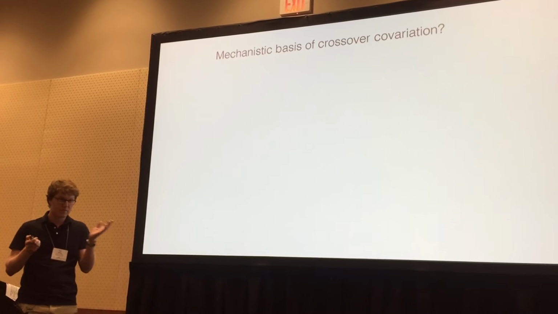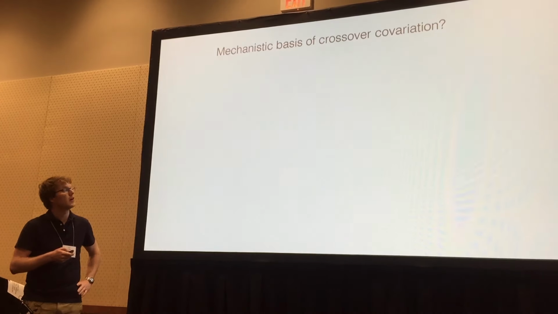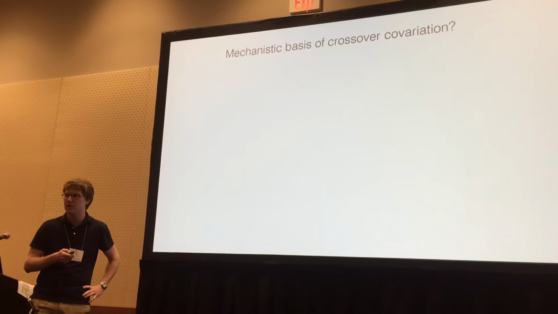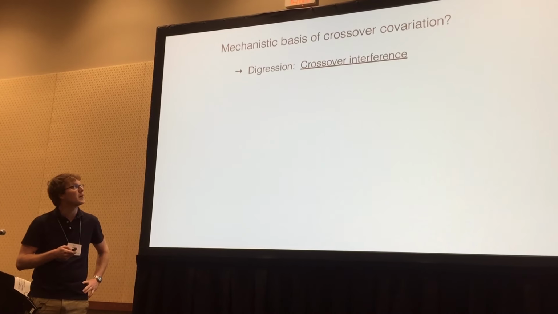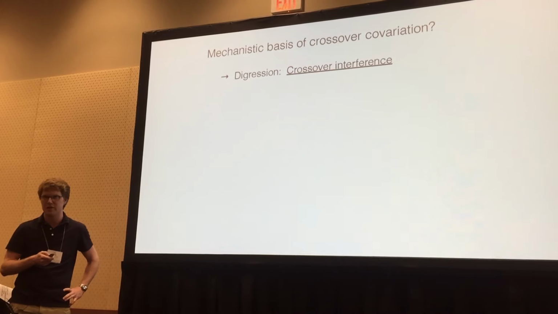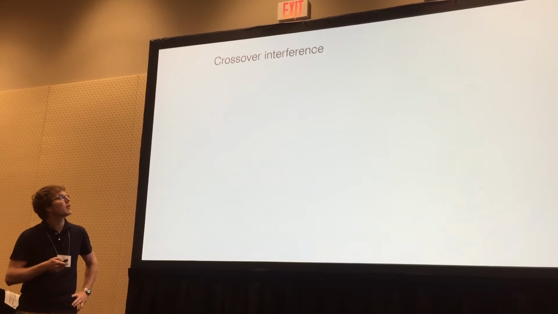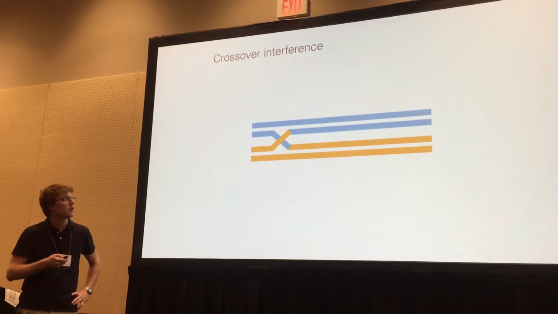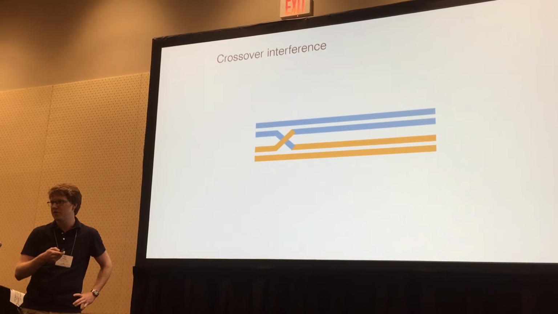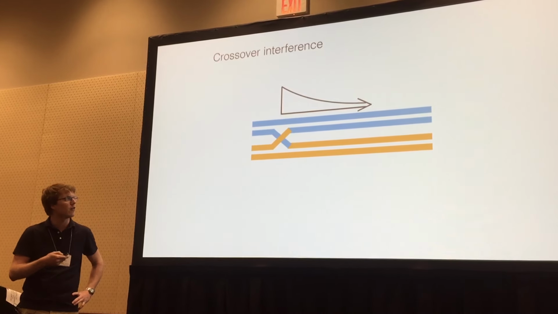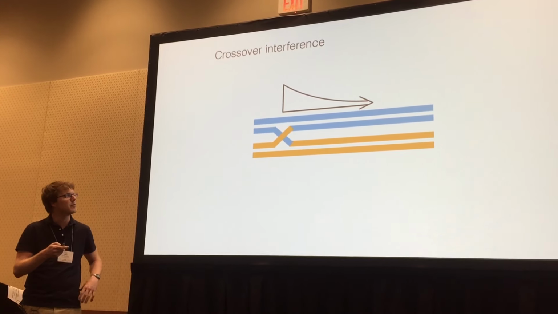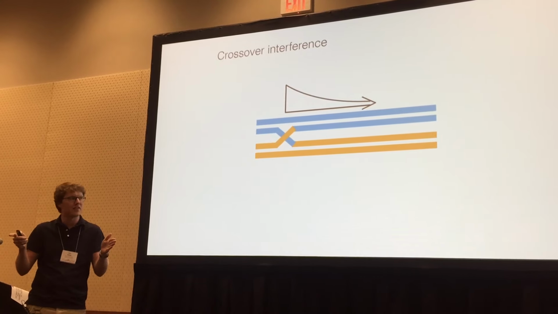So we have this new phenomenon of crossover covariation. What is its mechanistic basis? To understand the mechanistic basis of covariation, we need to understand something about the mechanistic basis of crossover interference. Crossover interference is this classical phenomenon where the formation of a crossover somewhere along a bivalent chromosome inhibits the formation of a nearby crossover. So that when another crossover forms on that chromosome, it needs to be a certain interference distance away from the first crossover.